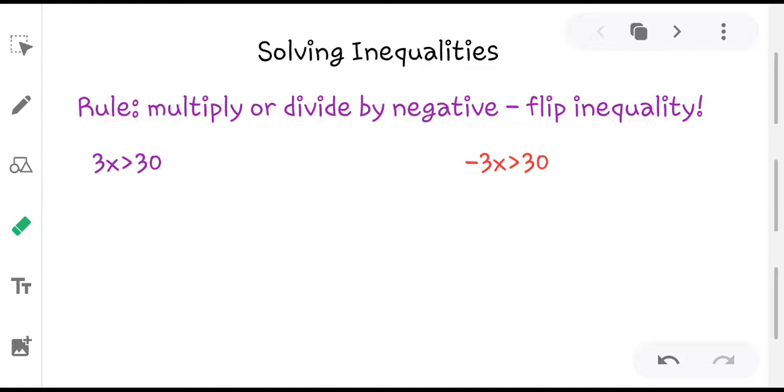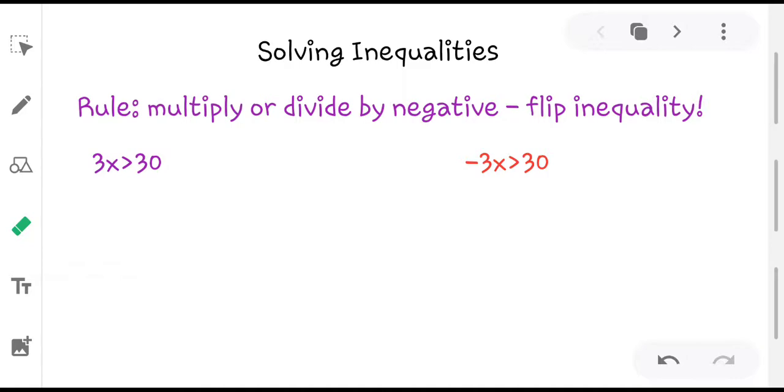And what we're going to do for this is the first thing I set us up with is the rule, because it's the most important thing. It says when we multiply or divide by a negative, we flip the inequality. So each of these examples are going to show you what it's like when there isn't a negative and when there is a negative. So you'll notice the questions are the same. The only thing different is the negative.